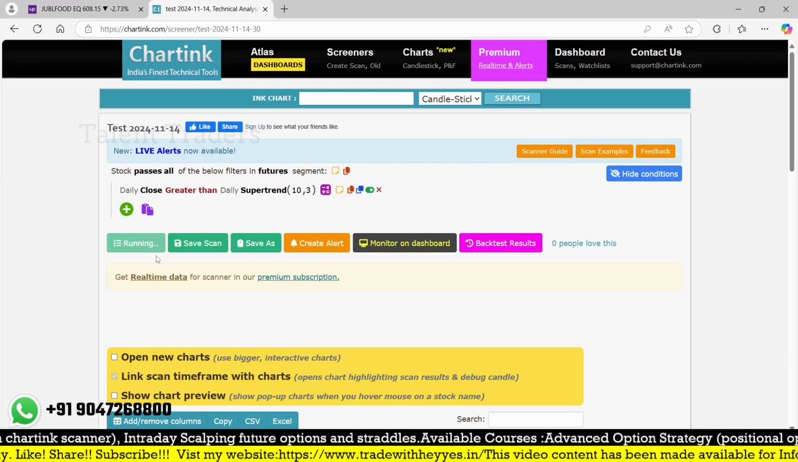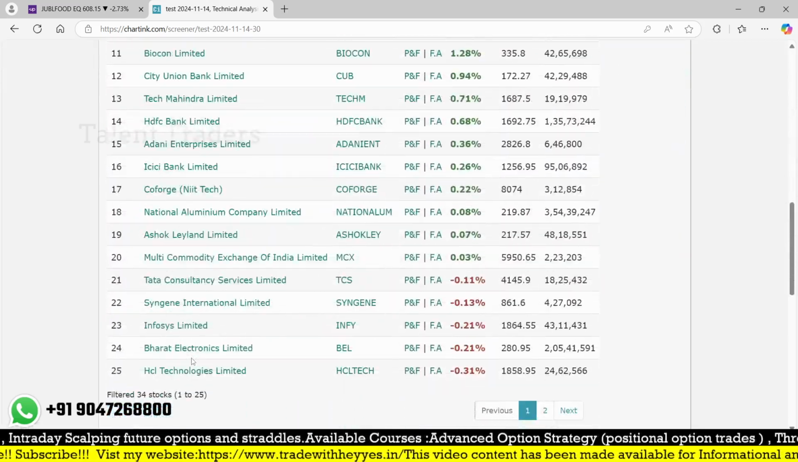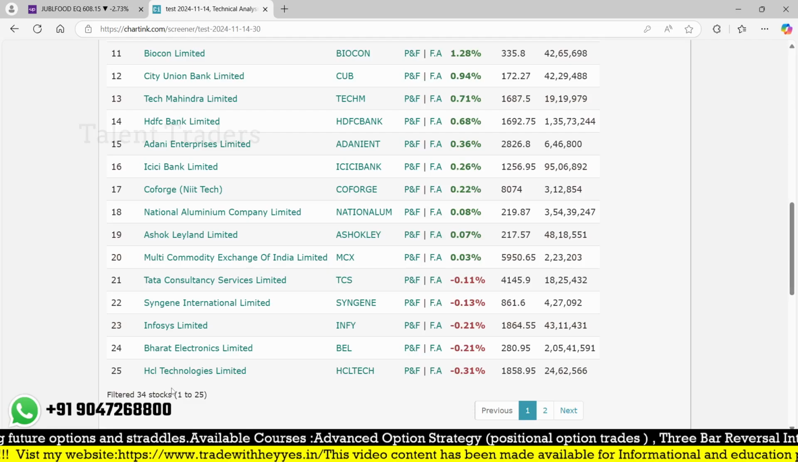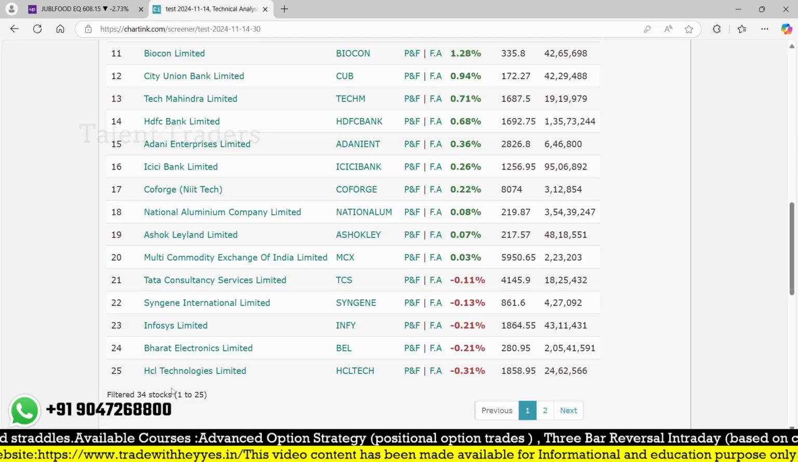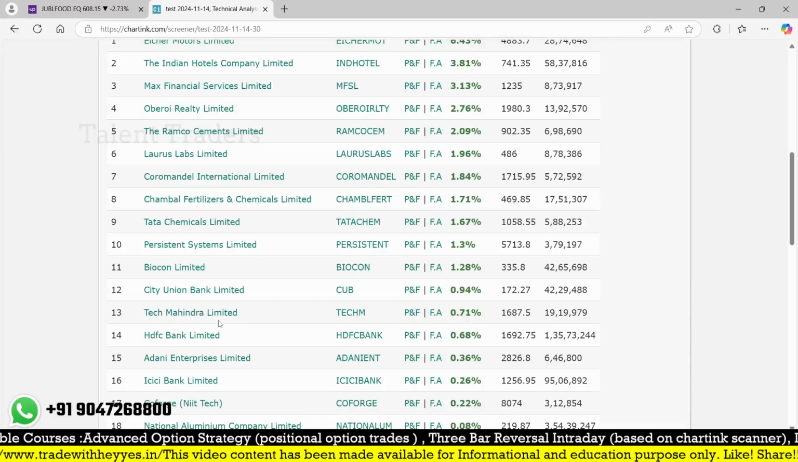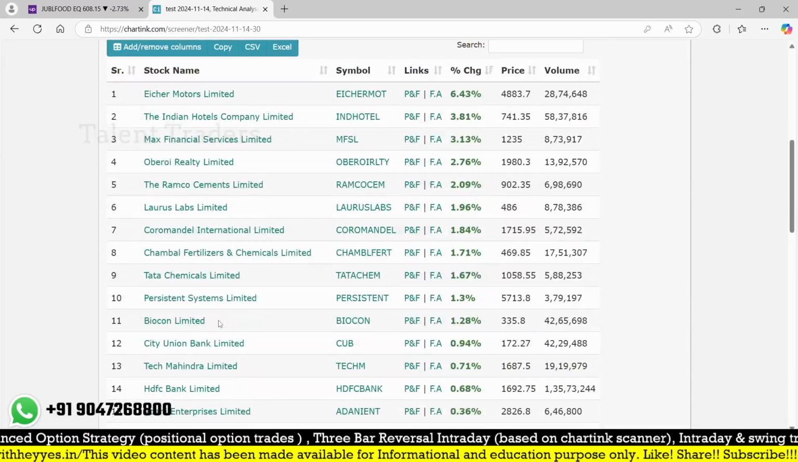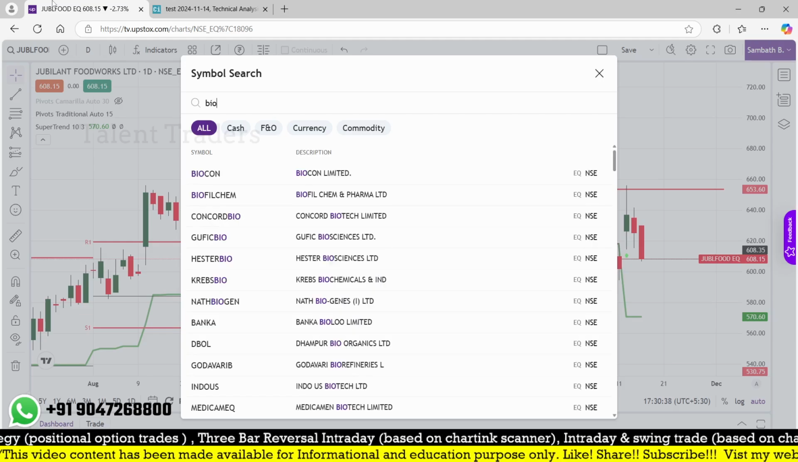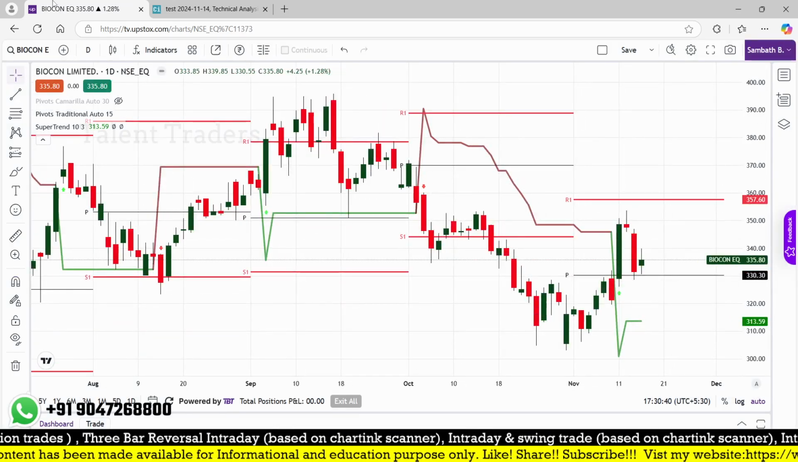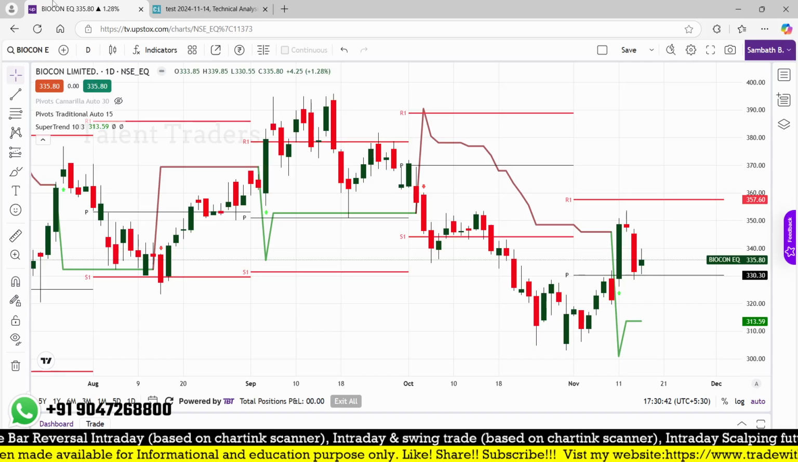This will tell you how many stocks are above the Supertrend. Now almost 34 stocks are greater than the Supertrend, that doesn't mean buy more. Let me give an example. A lot of stocks like Biocon, Adani, we check the daily. It's a perfect one. It's above the Supertrend.